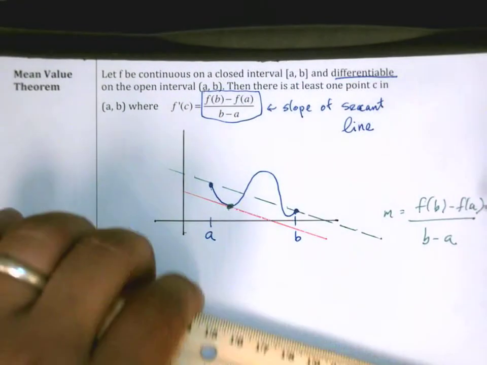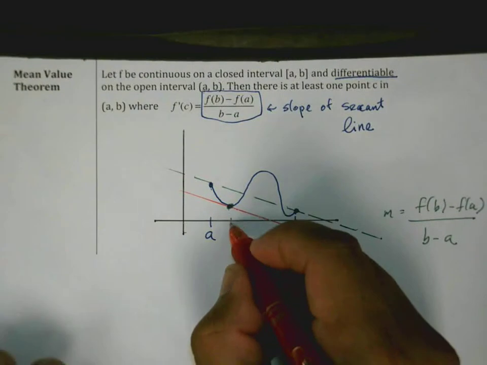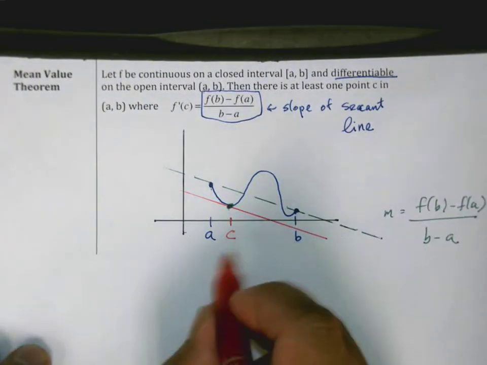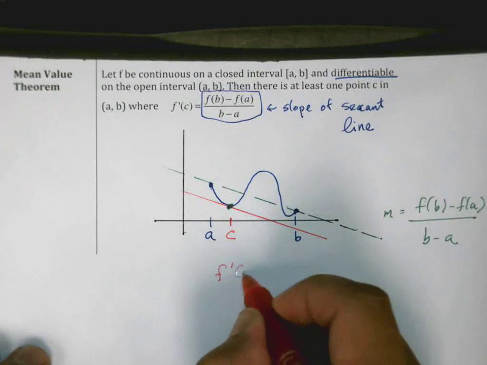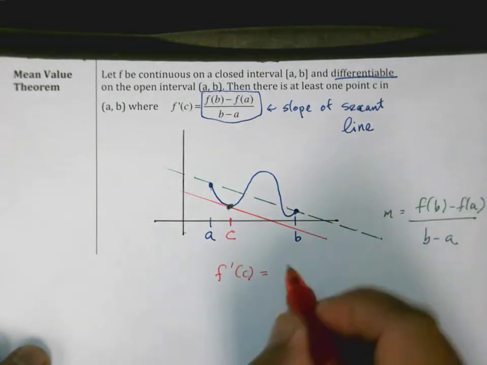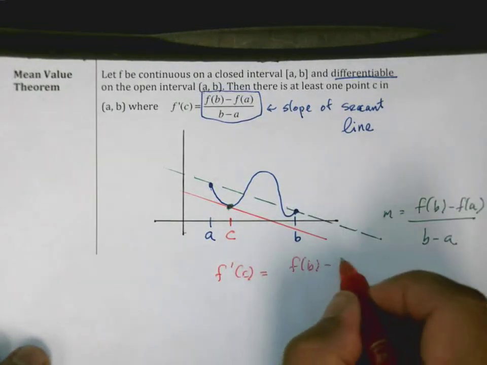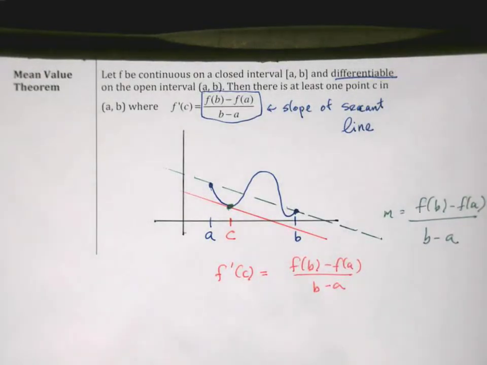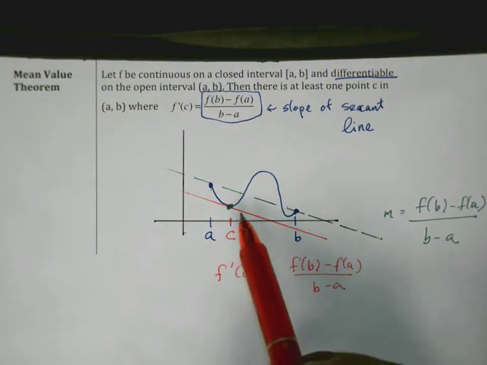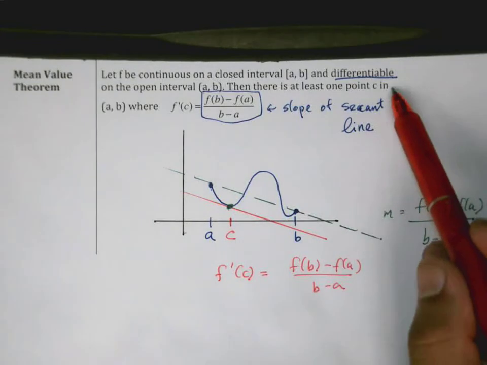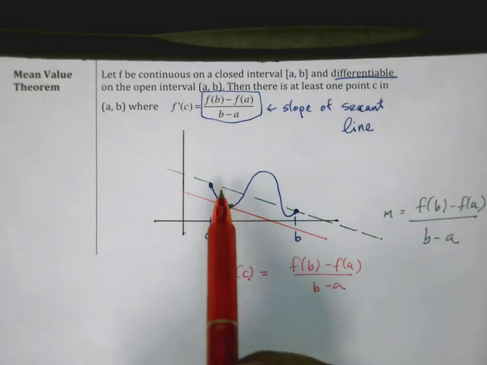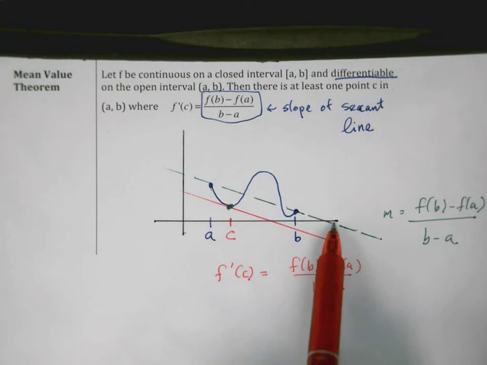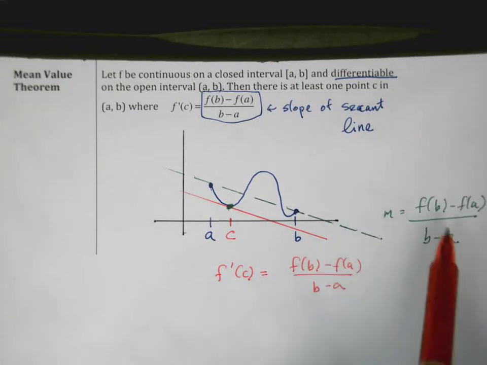And so this is saying that there's got to be some point here where f prime of C is equal to this expression, f of b minus f of a over b minus a. So no matter how you draw this function, as long as it's differentiable, the slope of the secant line between the two endpoints has to be equal to some instantaneous slope.